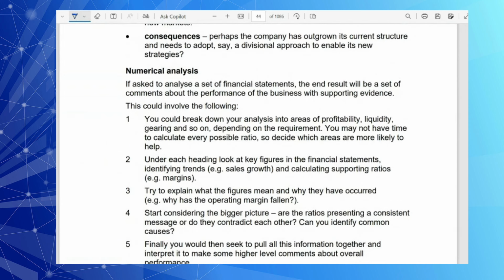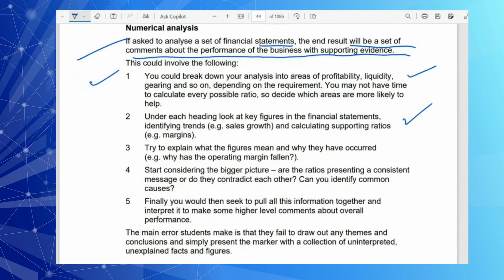If it is a ratio analysis, and you are asked to assess the financial statements, the end result will be a set of comments about the performance of the business, with supporting evidence. That could involve breaking down profitability, liquidity, gearing, and so on. Under each heading, look at the key figures from the financial statements, identifying trends. You have to remember these parts, then only can you apply numerical analysis. Try to explain what the figures mean, and what and why they have occurred.